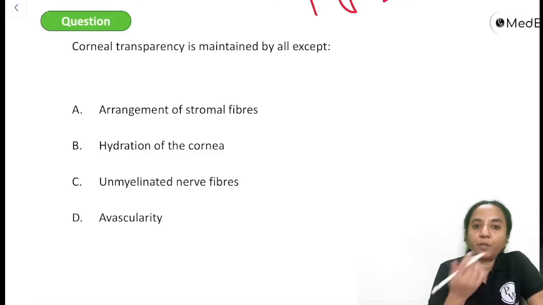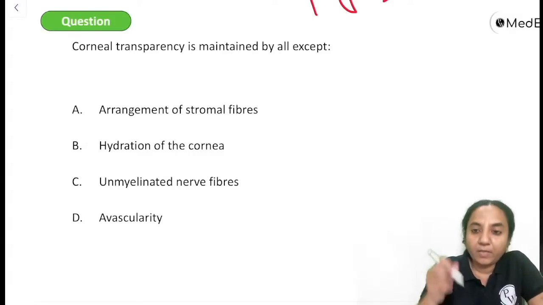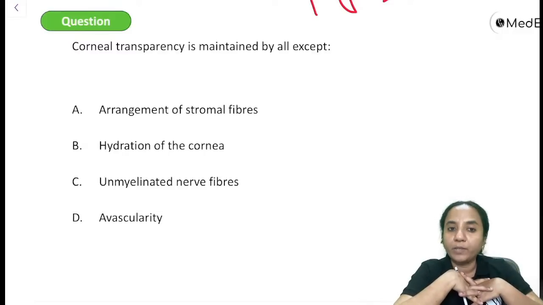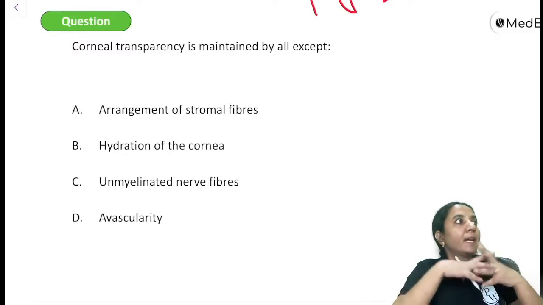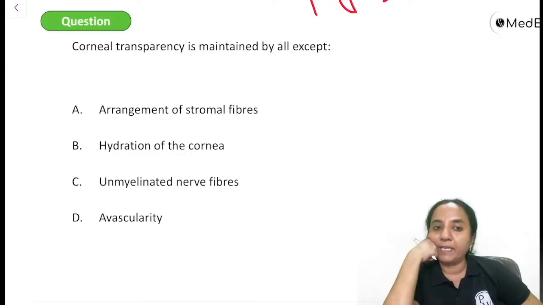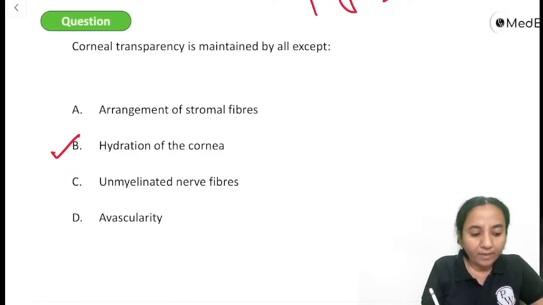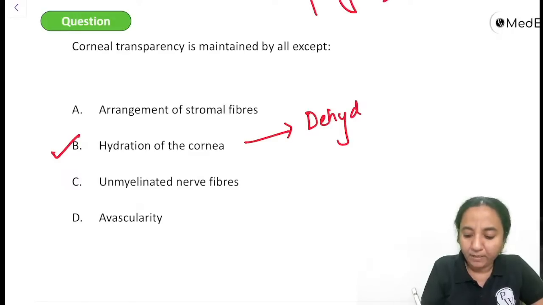So see, arrangement of stromal fibers, that is correct, because this is the regular arrangement of the stromal fibers, one of the most important causes for corneal transparency. The nerve fibers are unmyelinated, that's also correct. Avascularity is also correct. So what is wrong is hydration. It is not the hydration, it is the dehydration of the cornea, correct?